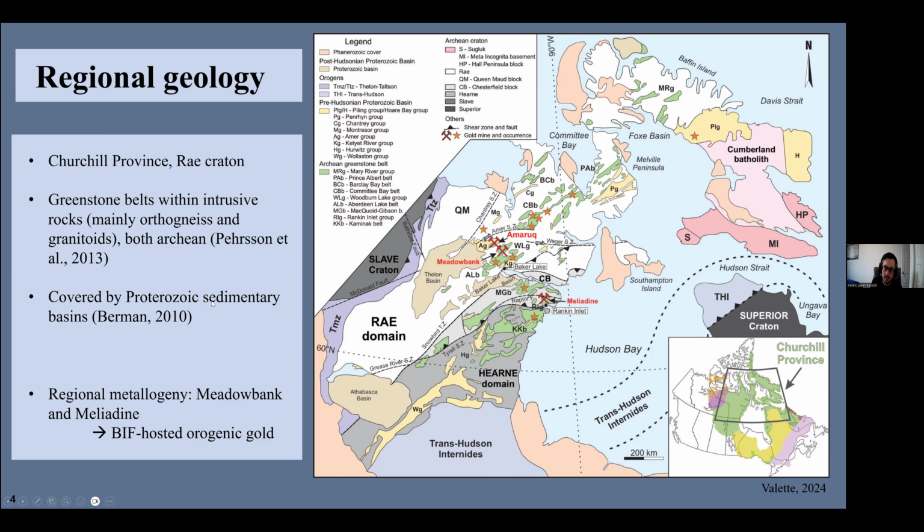About metallogeny, we have three main ore bodies: Amaruq, Meadowbank, and Meliadine. They're all BIF-hosted orogenic gold. They're also all owned by Agnico Eagle Mines, which were kind enough to sponsor my project. Of course, there are also multiple other gold showings, and most of them are also the same type, so BIF-hosted orogenic gold. So it's a very common ore body in this craton.